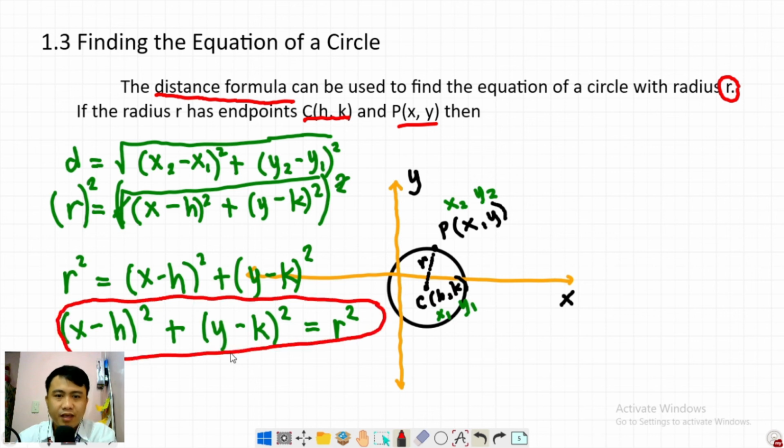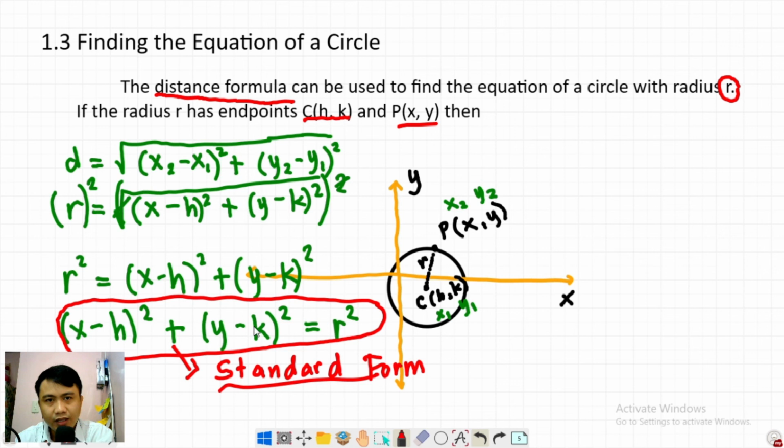And this is actually the standard form. Equation po siya ng circle na nakasulat po sa standard form. Okay, so I hope malinaw po yung pag-derive natin ng equation ng circle.